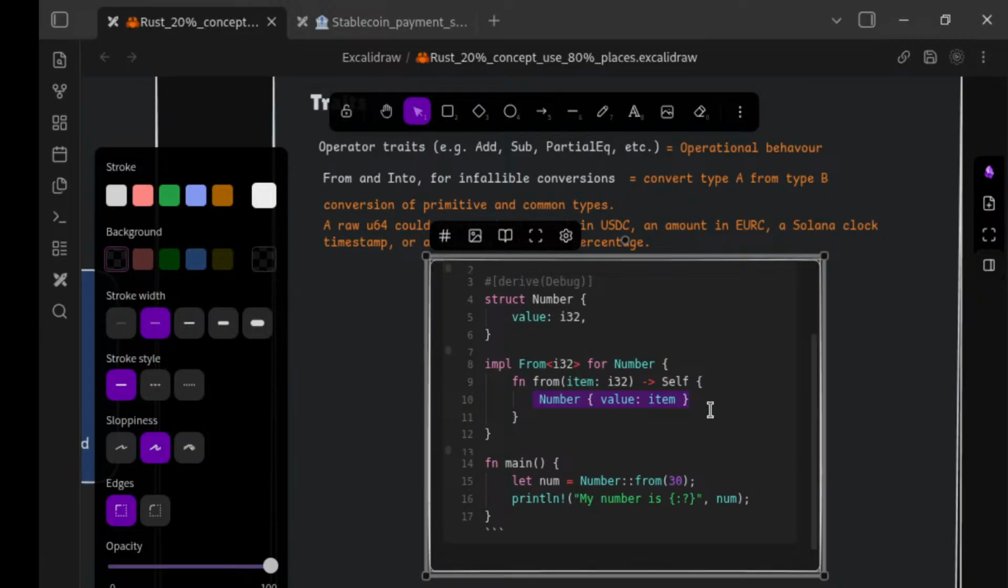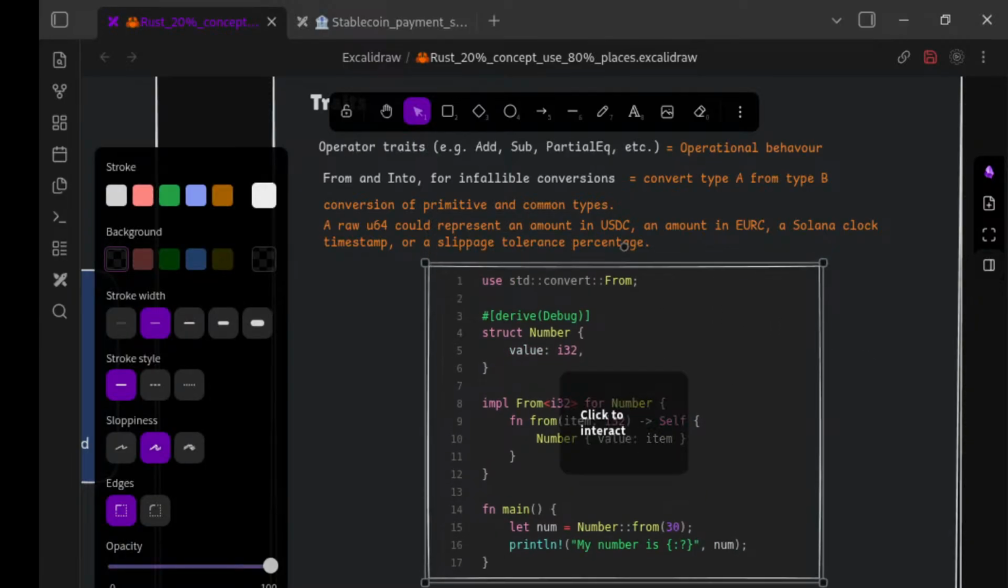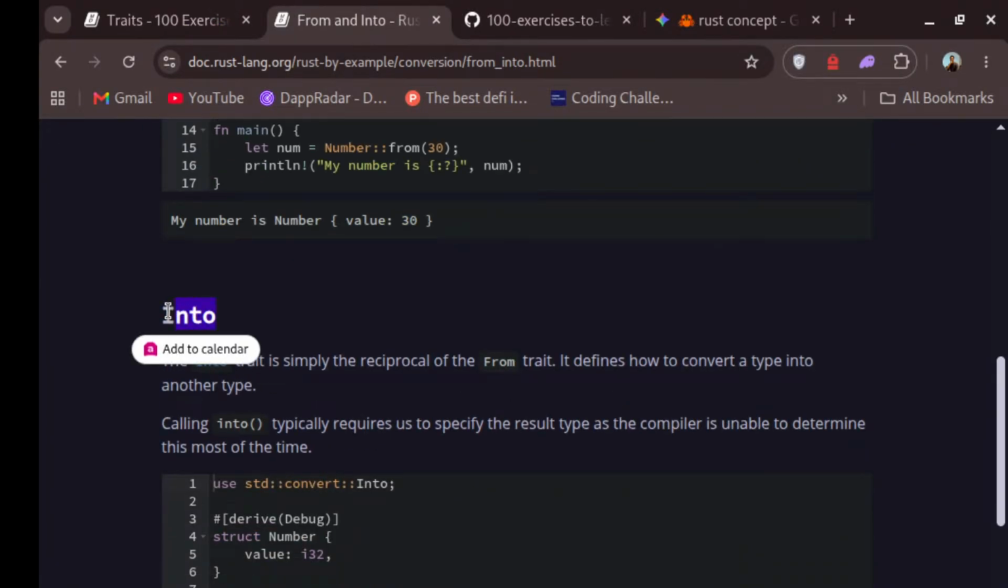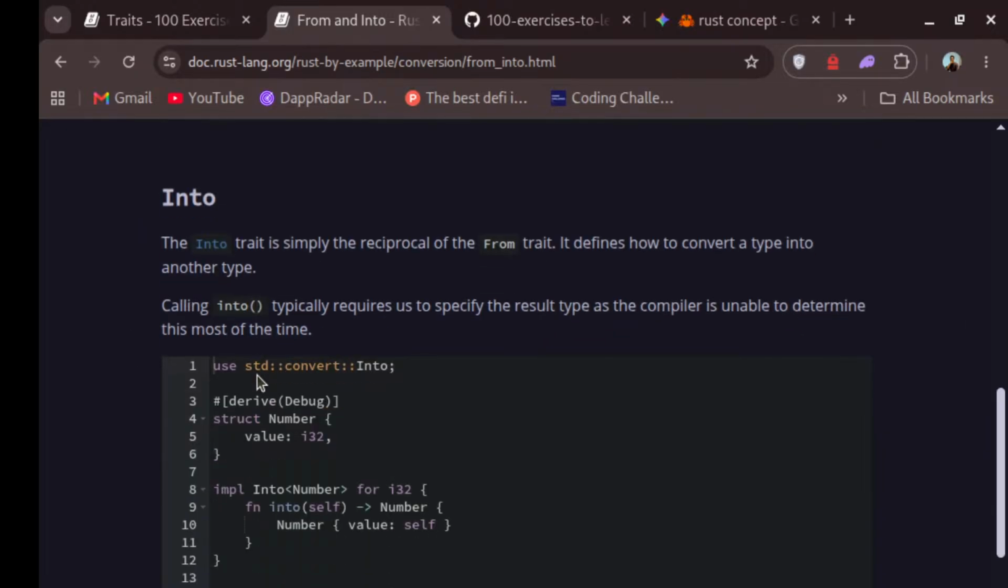Right. So we understand that if we want to explicitly target our structure, From is the best way to target it, and it also helps us to convert types. So now we will jump into the next part.